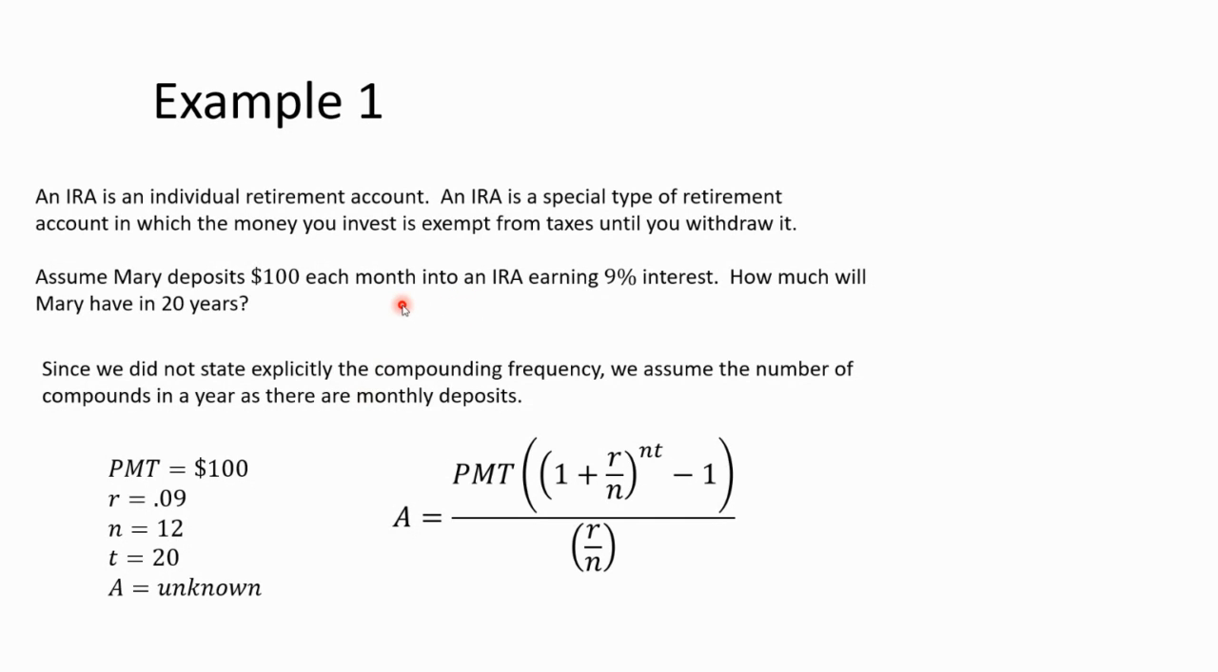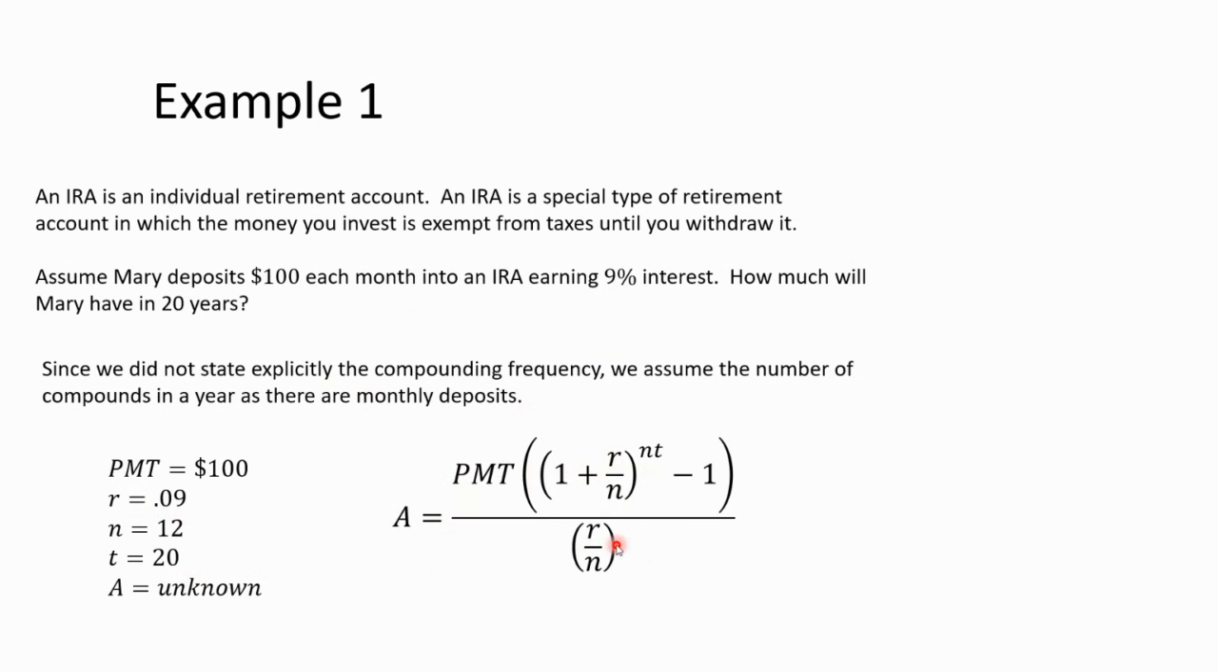Notice also it's not stated how often the account is compounded. You know, the frequency, that is. So because of that, we're just going to assume it's compounded monthly because she's making monthly deposits. We're assuming it's compounded as often as deposits are made. Okay, so we're going to use our formula. So we have PMT, that's $100. R is 0.09, although, again, we have to convert it. It's the 9% written as a decimal. And N is 12. Since it's being compounded monthly, there are 12 months in a year. T is 20.